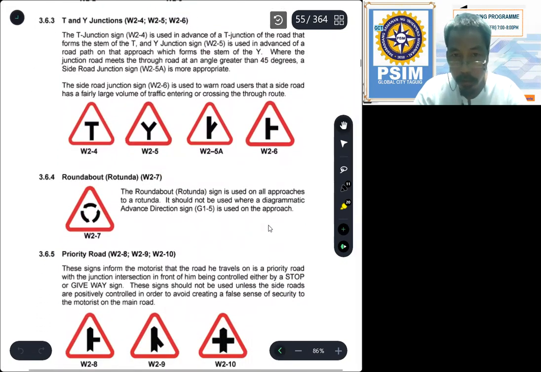So as you can see on the figure: T junction, Y junction, another Y, another T. These are from the point of view of the driver. So from the point of view of the driver, we are going to a dead end, but actually not a dead end, because there are two ways to proceed, left and right.